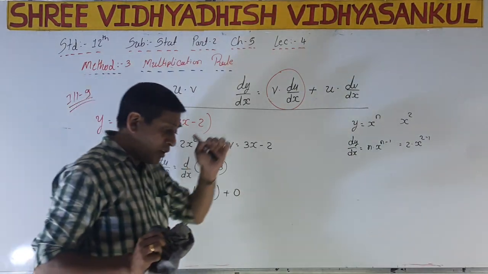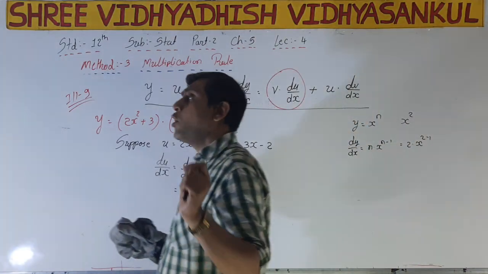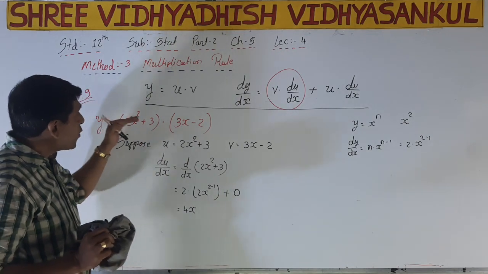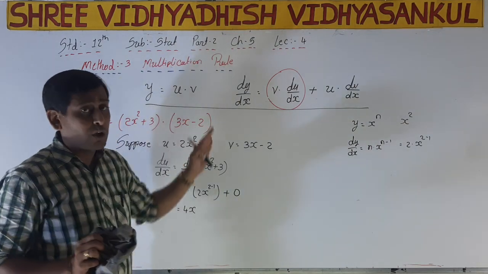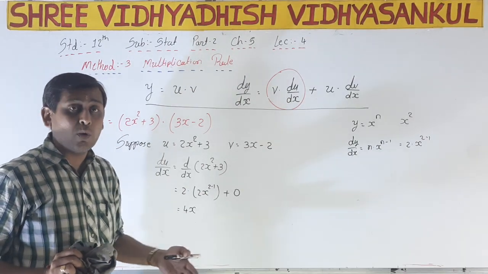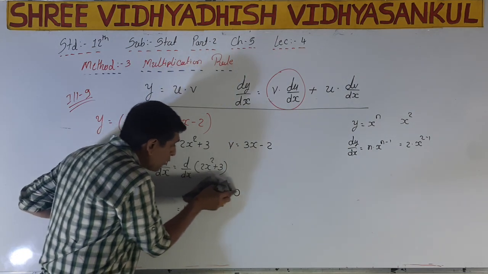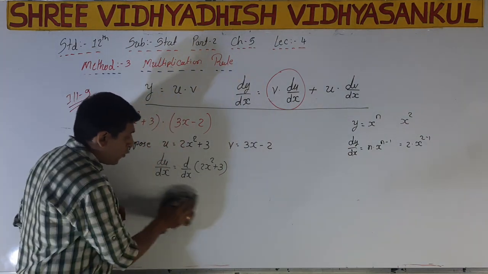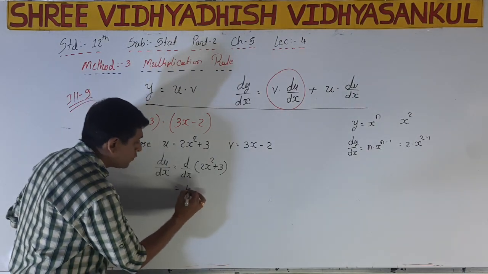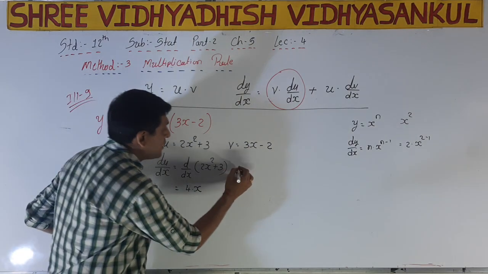Whenever only a 2 mark sum for simple differentiation is asked, then you have to write down all the steps. But whenever it is used in the multiplication rule, the division rule, and the chain rule, then you have to write down the final answer directly. You don't have to write this step. So what is your final answer for du by dx? 4x is the final answer. Now what is dv by dx?